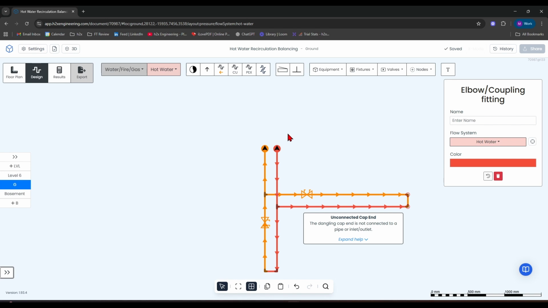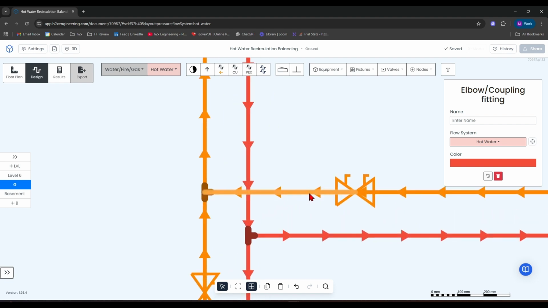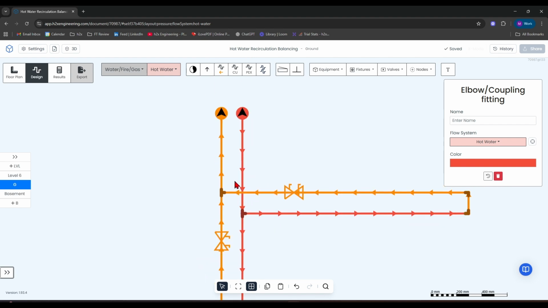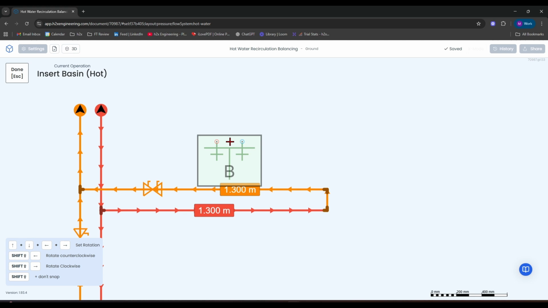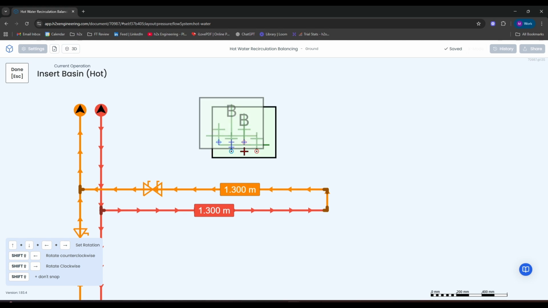The other rule is that for every fixture or every load node that you apply, the balancing valve must be downstream of it, meaning that it can't be on this side of the arrow. So essentially, the arrow is pointing away from the balancing valve. You can't have fixtures connected to this orange pipe work once you hit results. So you can have fixtures here.